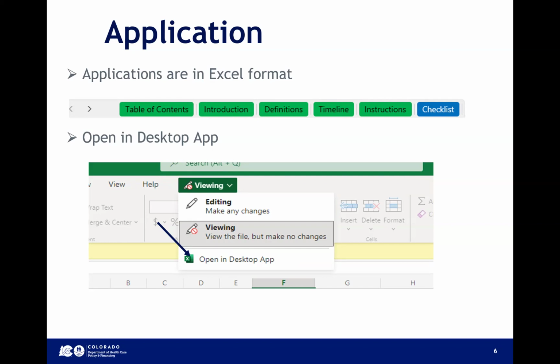You can do that by clicking up on the viewing option in your toolbar. You'll have 3 different options: editing, viewing, and then the third choice is open in desktop app. This will open up in a new tab, and it should eliminate those issues with not being able to see the entire wording within certain cells.